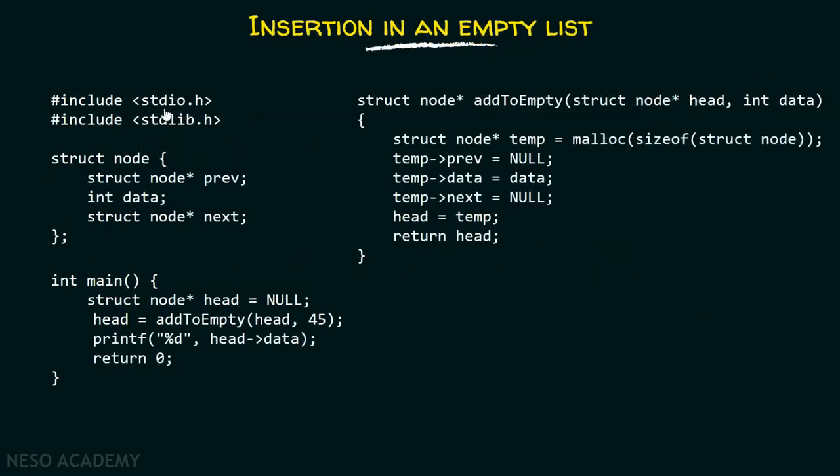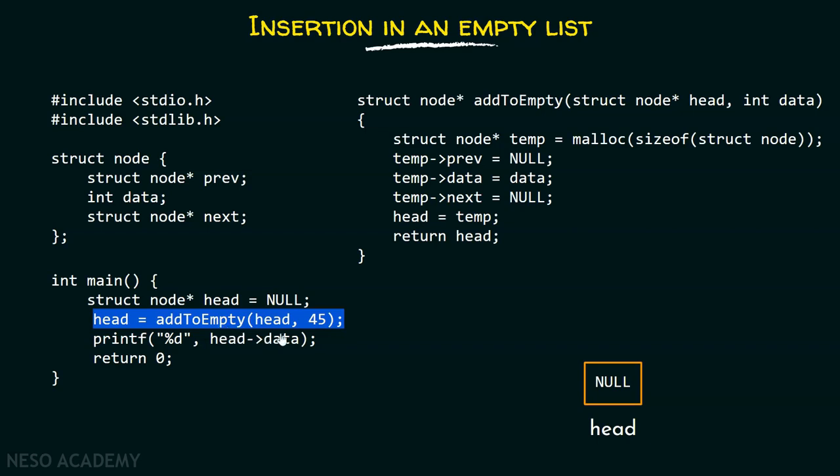We obviously add two libraries, that is stdio.h and stdlib.h. And obviously the struct node has to be declared. Then within this main function, you can see over here that I have declared a head pointer which must contain null initially. So this is how it looks like. And after this, I will simply call the add_to_empty function, which will add a node to the empty list. This is as simple as that.